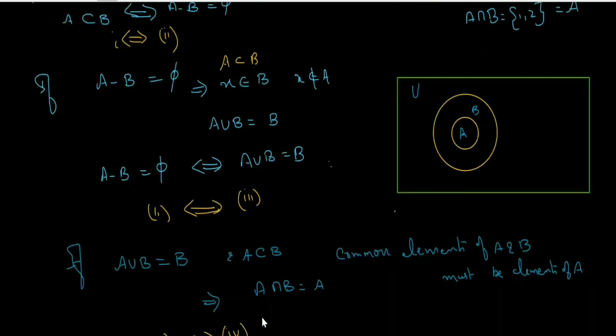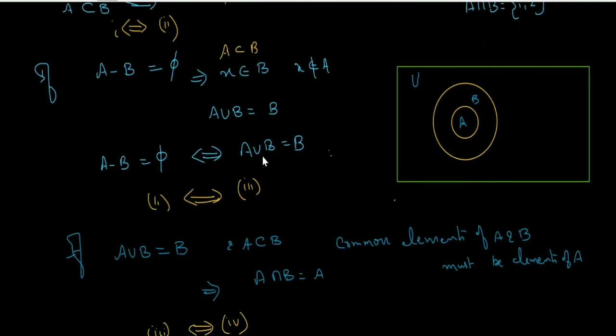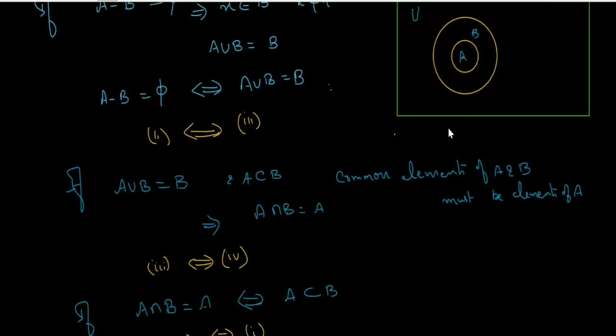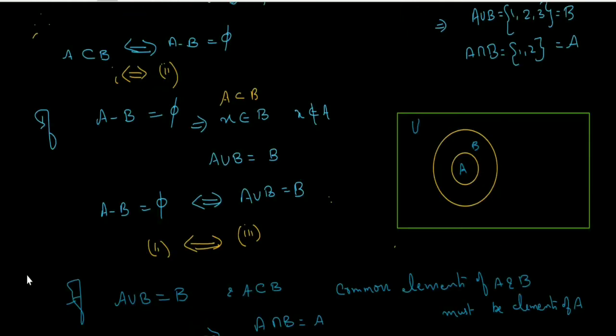Now we'll see the third condition. What is the third condition? A union B is equal to B and also A is a subset of B. When you find A intersection B, you will get A because A is a subset of B and B is the superset. So when you find A intersection B, the common elements will be in the set A intersection. So A intersection B is equal to A. So 3 implies 4. Similarly, 4 implies 1.